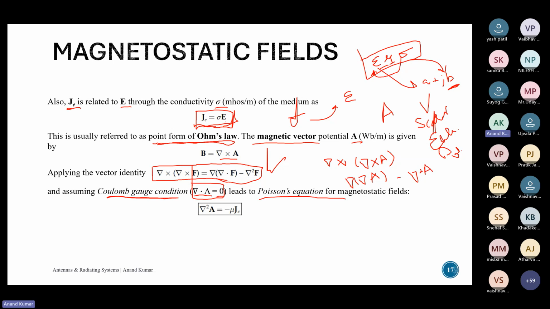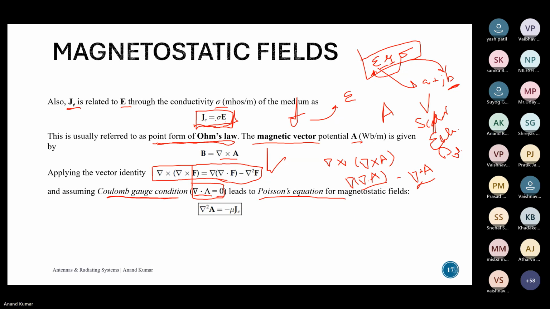Now we just said that Coulomb's gauge equation tells us that the divergence of A is zero. So this quantity over here becomes zero. And so we are only left with del square of A, and del square of A is equal to mu JE. And we get mu JE from substitution over here.